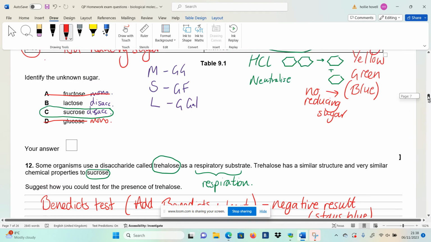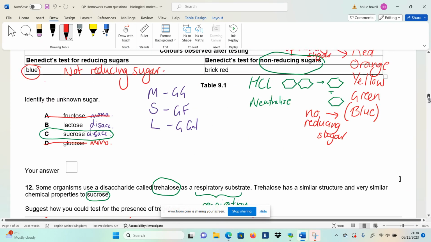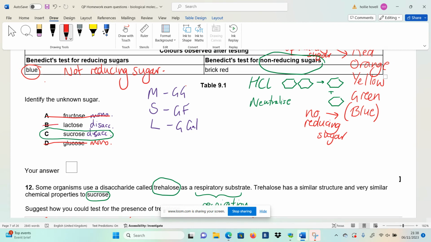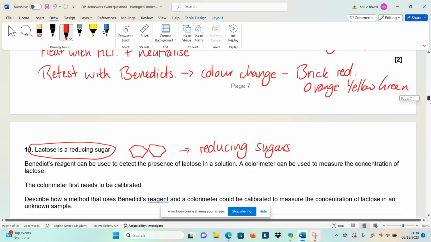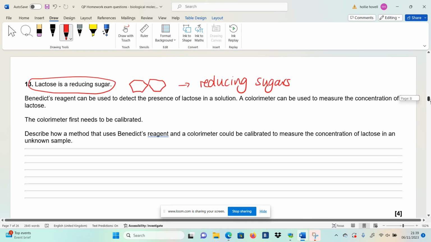Now, if you wanted to clarify why it couldn't be the correct answer up here, it is because in the first test it stayed blue. Now, lactose is a reducing sugar, so when you've done the first test for reducing sugars, lactose would have tested positive, and that's why it couldn't be lactose. Even though it is a disaccharide, it's a reducing sugar disaccharide, which is really unusual.